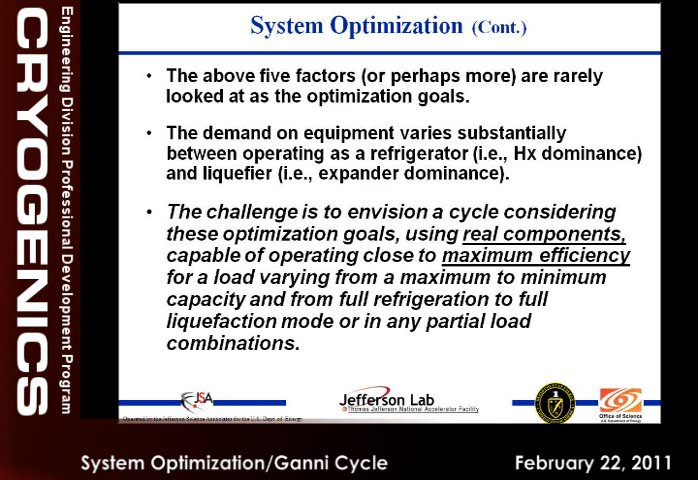And when we needed a plant for our demonstrations in 93, we brought that machine here. But it was not designed for any of the loads we have in our end house, but it was a machine available with characteristics we said we could live with. So when you are stuck with a system that is available because of its cost, you have to meet your loads, and the question is how you operate optimally. The challenge for ours is to envision, when you're designing from ground zero, a cycle, considering optimization goals using real components and capable of operating close to maximum efficiency, varying from minimum to maximum capacity, both in refrigeration and liquefaction.